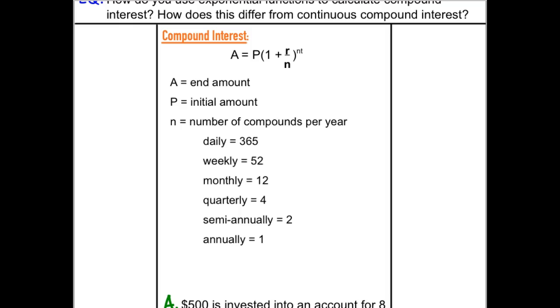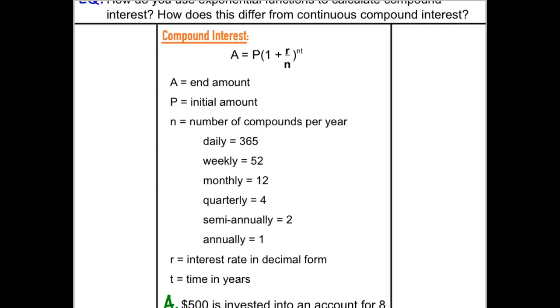So if it's daily, it's 365. So if it compounds daily, it means it adds interest every single day. If it's weekly, there's 52 weeks in a year. Monthly 12, quarterly 4, semi-annually 2, annually 1. Then we have R as your interest rate in decimal form and T as your time in years.